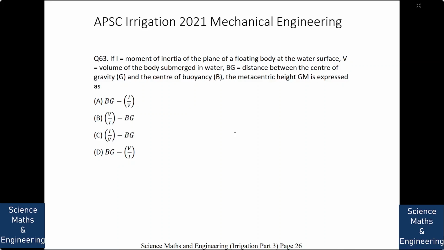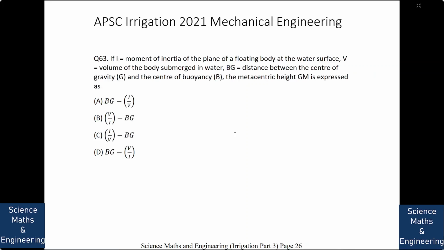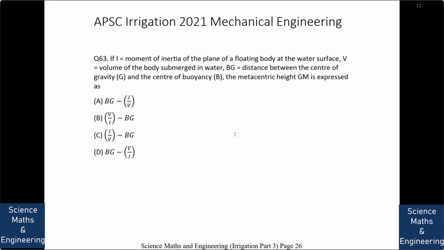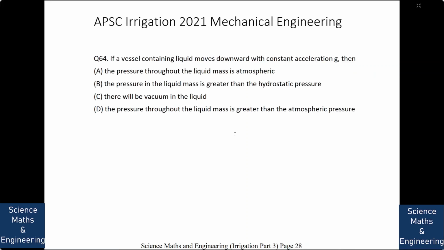So you can pause and think of the answer. So the answer is C. Metacentric height, that is Gm, is equal to I by V minus Bz. So that is the moment of inertia divided by the volume of the body, minus the distance between the center of buoyancy and the center of gravity. If you have any more doubt, you can follow the source. So we'll go to the next question.